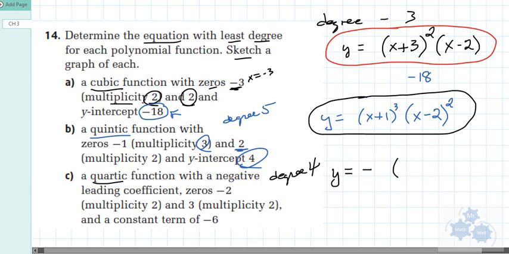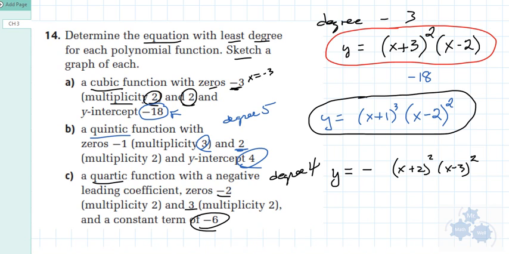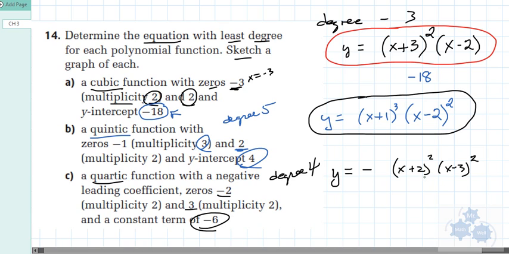That'll work fine. And it has zeros of negative 2, multiplicity 2, so that's x plus 2 squared. And positive 3, so that's x minus 3 with a multiplicity of 2, that's also squared. The constant term is negative 6. All right, so is this it? Well, how you want to check is you want to find out what the constant term would be if this was your answer. So that's 2 squared is 4 times negative 3 squared is 9. So that gives us a constant of 36.